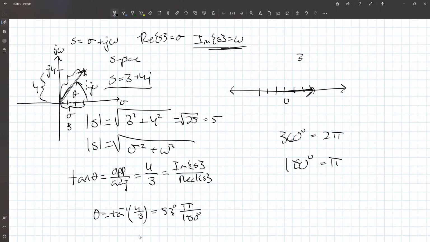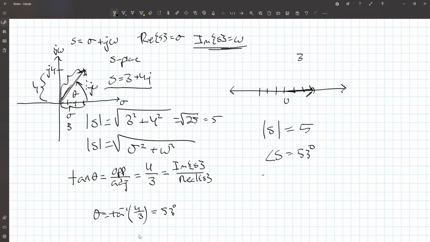So using what we know now about the magnitude and the angle, right? So the magnitude of S is equal to 5, and the angle of S is equal to 53 degrees. Well, we can write S a different way. That would be completely the same. It means the same thing. It's 5 times e to the j 53 degrees.